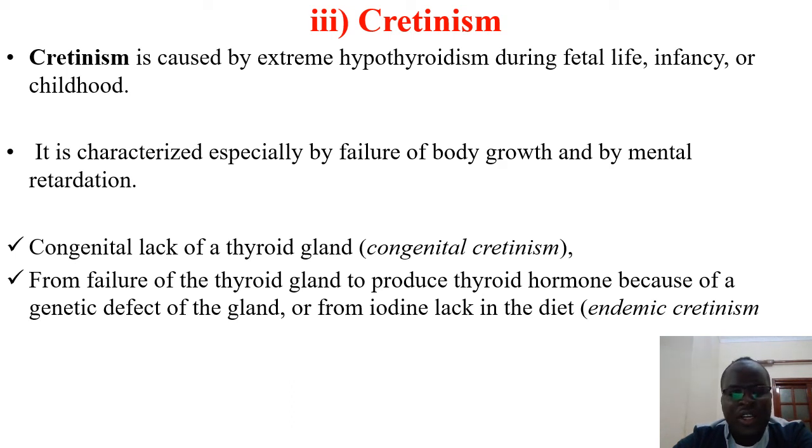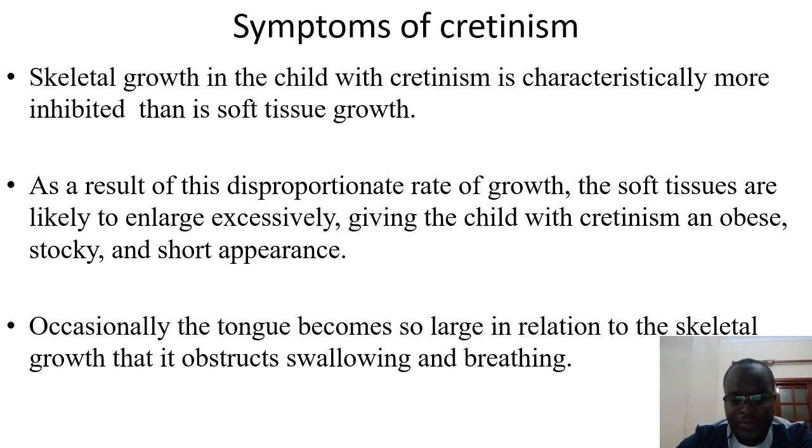Congenital lack of the thyroid gland is called congenital cretinism. So you don't have the thyroid gland; you are born without the thyroid gland. It's called congenital cretinism. Sometimes it's due to failure of the thyroid gland to produce thyroid hormones because of a genetic defect of the gland. So you are producing a defective thyroid gland. It's not producing any kind of thyroid hormones, so you still have cretinism. Or from iodine lack in the diet. So if you're lacking iodine in the diet as a baby or as an infant, you can have endemic cretinism.